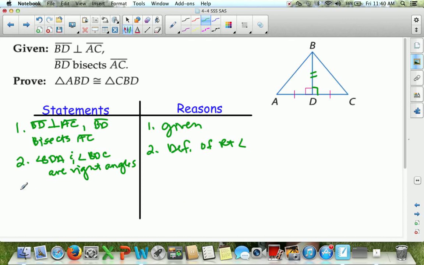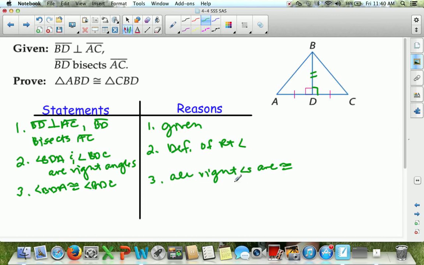And then from there, I can say that angle BDA is congruent to angle BDC, because all right angles are congruent. All right, so we got the angle figured out.